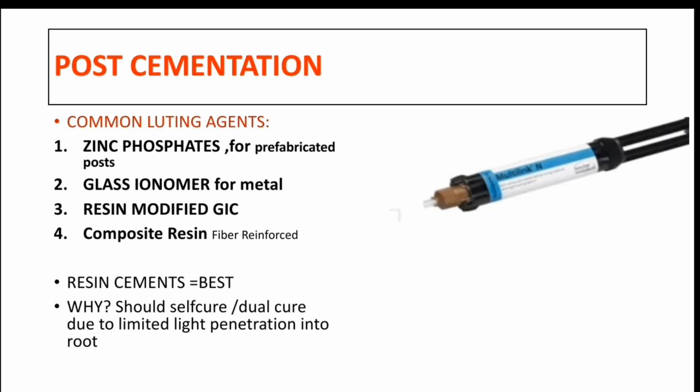Now there is a question: which one is the best luting agent? Just remember this and write it down. It is important to know. Resin cements are the best luting agents. Why? Because they have the property of self-cure and dual cure, due to limited light penetration into the root.